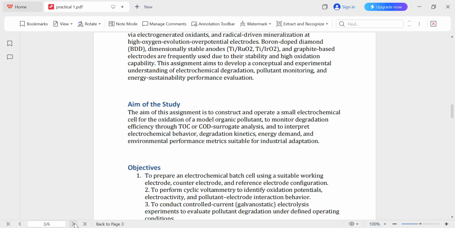The goal of this study is to build and run a small lab setup, an electrochemical cell. The setup will break down or oxidize chemical pollutants. We will measure how well the pollutant is removed using the TOC and COD tests. We will also study the electrochemical reaction, how fast the pollutants break down, and how much energy is used. Finally, we will evaluate how suitable this process is for real factories, considering its environmental impact and efficiency.